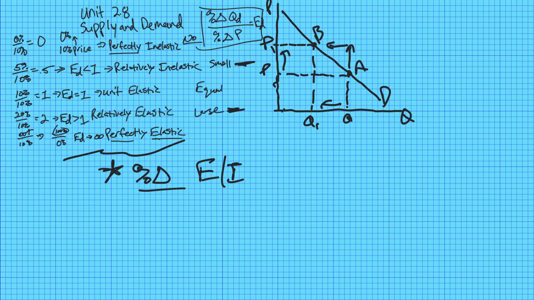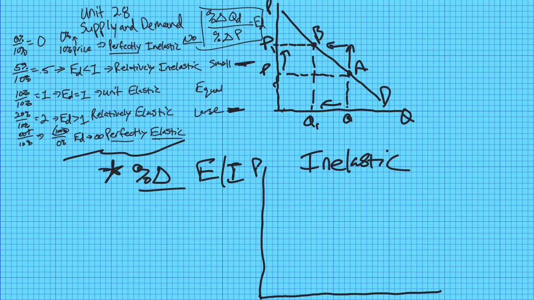Okay, so for this first one, we're going to say this is an example of something that's inelastic. Okay, so let's just start with 1 point on a demand curve. So this is price and this is quantity. And let's just start with this point. We'll call that point A. All right, so for inelastic, what does that mean? That means that it's very insensitive to price change.